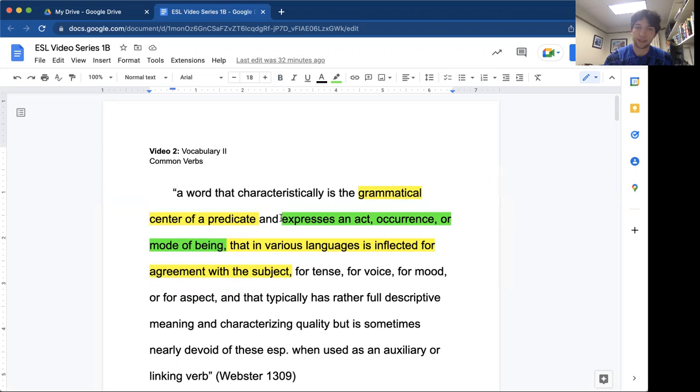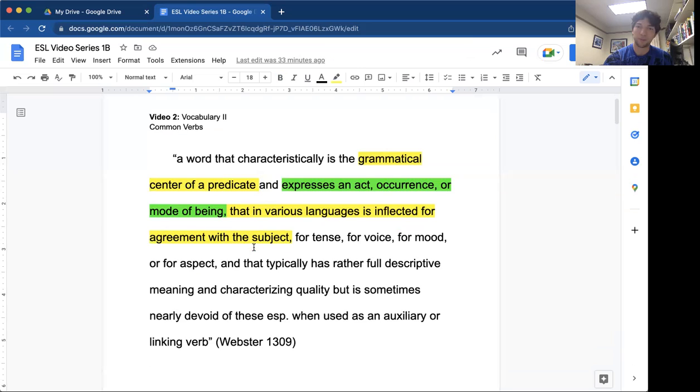But the basic core definition of a verb here expresses an act, occurrence, or mode of being. That is, if you take one thing away from what is a verb, it expresses an act, occurrence, or mode of being. That would be the thing to take away from this. So, in order to talk about conjugation, which we'll talk about soon, we need to talk about a couple of things first, which are subject and predicate. We sort of alluded to this in the previous video.